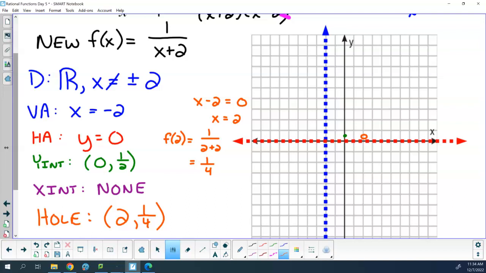Step 6, we don't have yet, we won't get that until Monday. Step 7 says more points. We need more points, so let's go with negative 3. If I plug in negative 3, I get 1 over negative 1, which is negative 1. Negative 4 would be 1 over negative 2, and negative 10 would be 1 over negative 8.